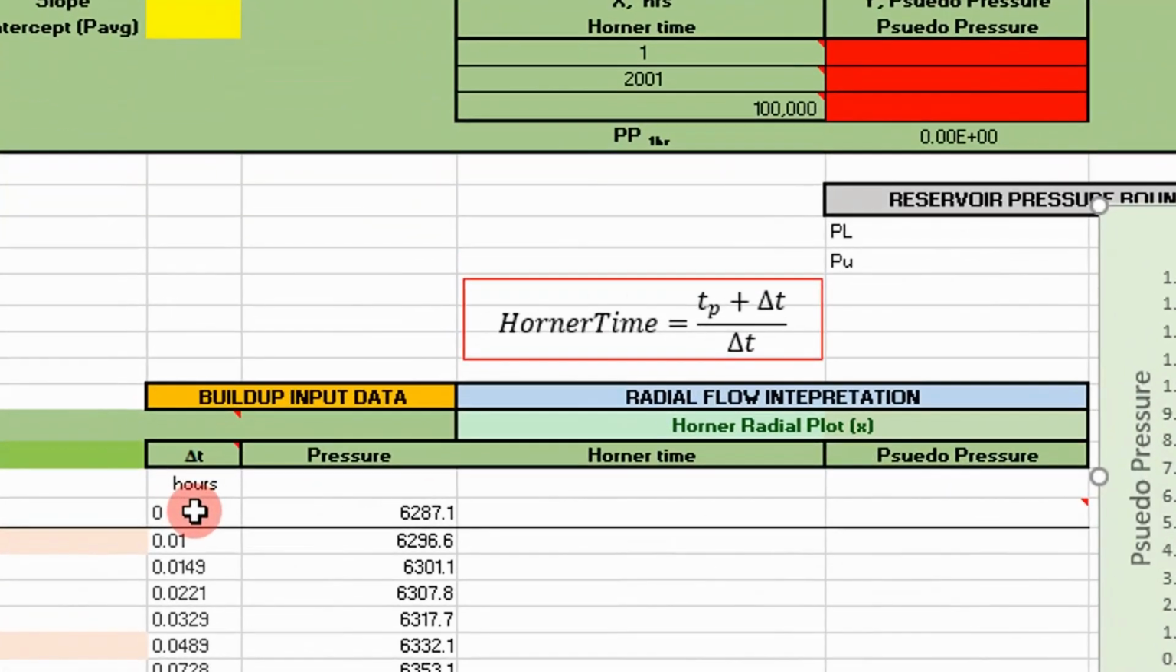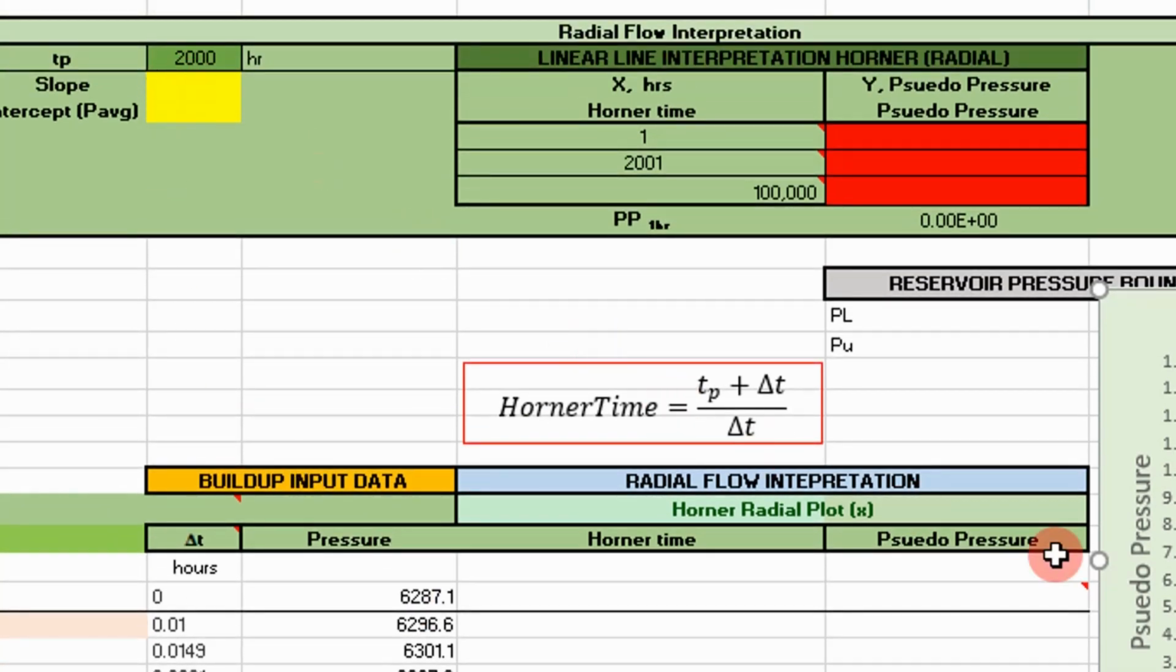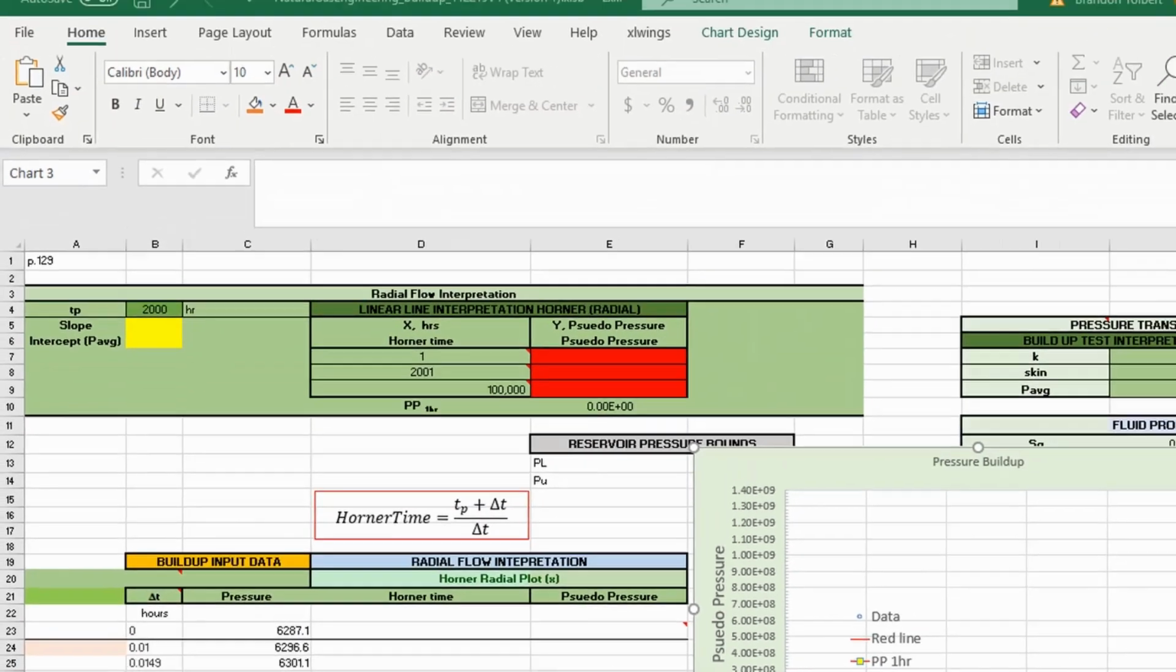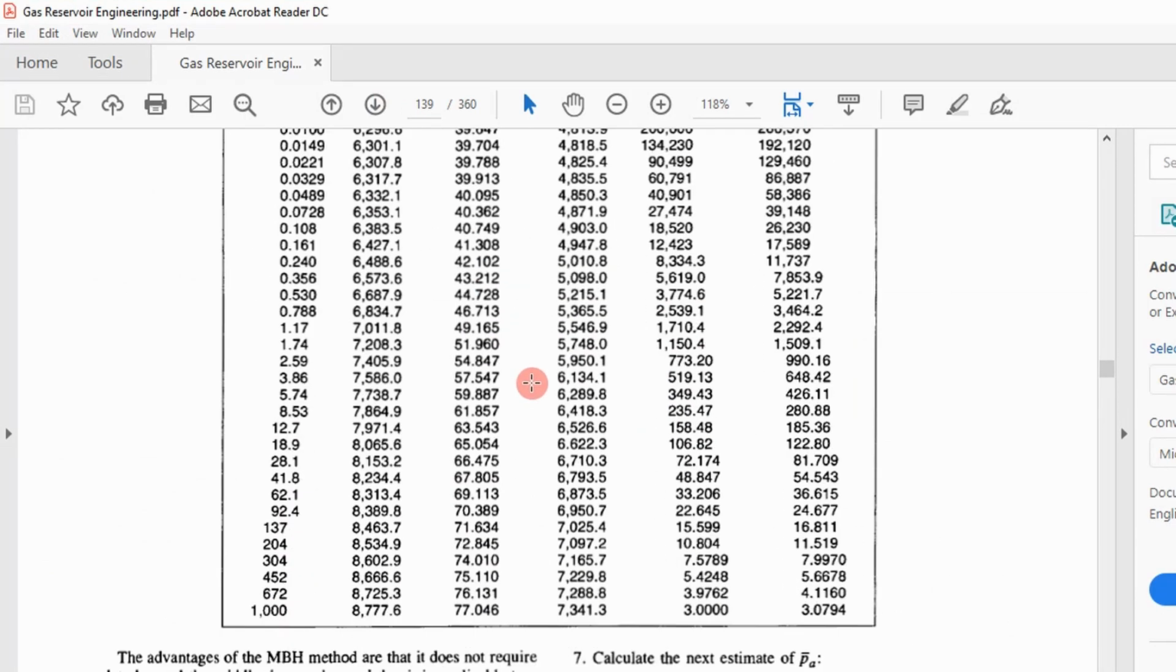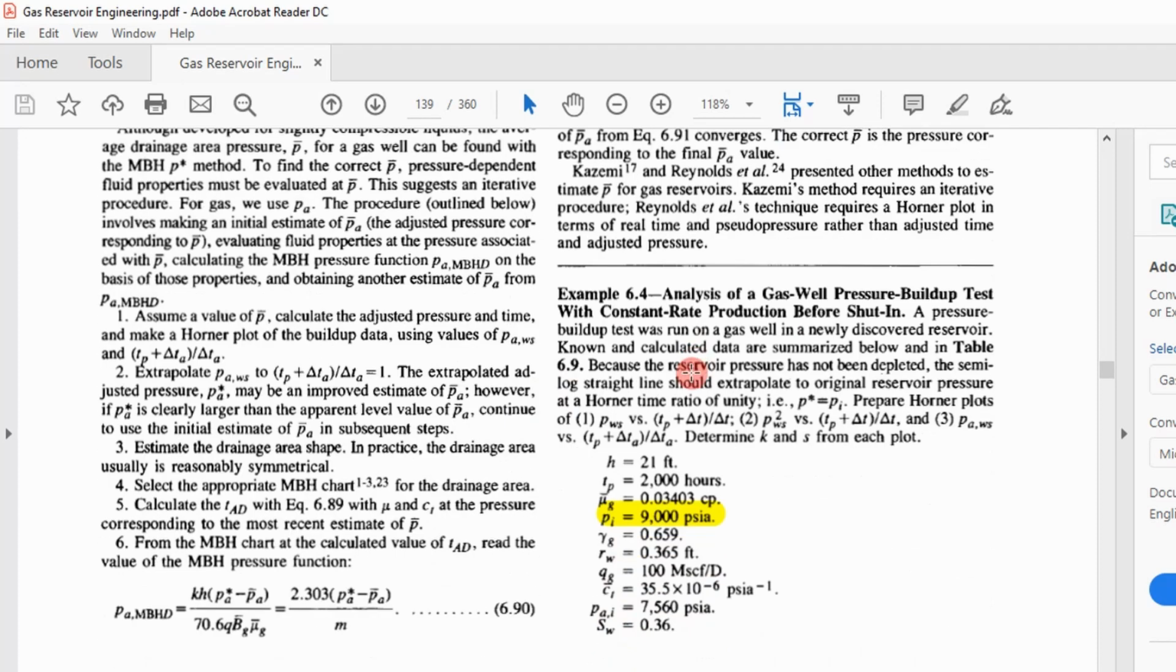So you need to pull in your shut-in time and then your associated pressures at that shut-in time, and also your time produced. So if you don't know, I'm using this data from Gas Reservoir Engineering, written by Wattenberger, table 6.9, and we're going to work through example 6.4. We're going to try to see if we can get this pressure, which is going to be our y-intercept. So this is the initial pressure from that data.